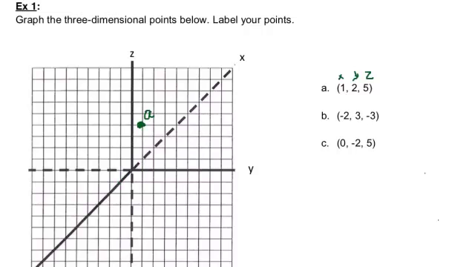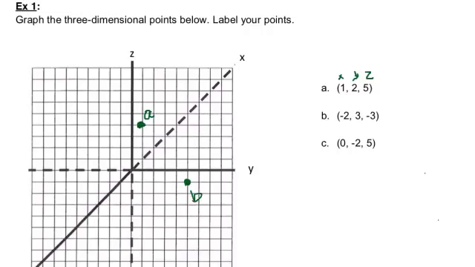Our second point is negative 2, 3, negative 3. Again, we start at the origin. On the x-axis, we are going negative 2, so we're going to go back 2. Y tells us to go positive 3, so we're going to go to the right 3. And z tells us to go negative 3, so we're going to go down 3. So B is going to be right here.